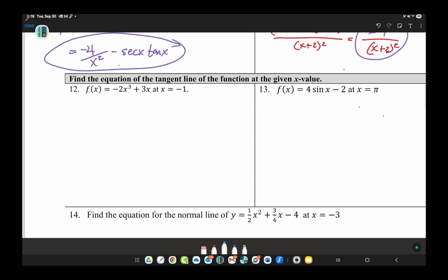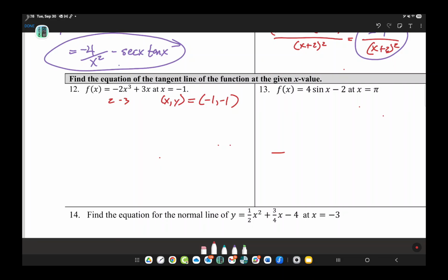Yeah, that's part of the no calculator section, so you will have to do this by hand. So first, we need a coordinate, because if we want the equation of the tangent line, we need an x, y. We do know x is negative 1, so we need to plug that in to find y. If I plug in negative 1, I get 2 minus 3, so negative 1, okay.